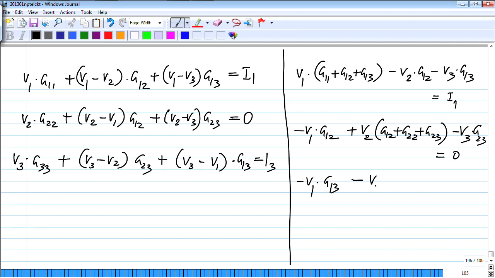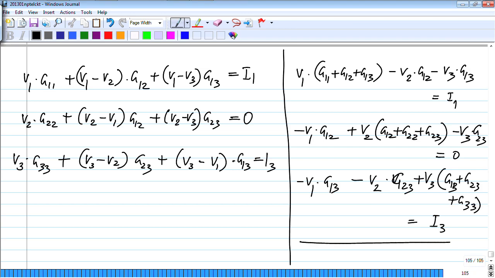And finally, for the last one, minus V1 G13 minus V2 G23 plus V3 times G13 plus G23 plus G33 equals I3. Okay.